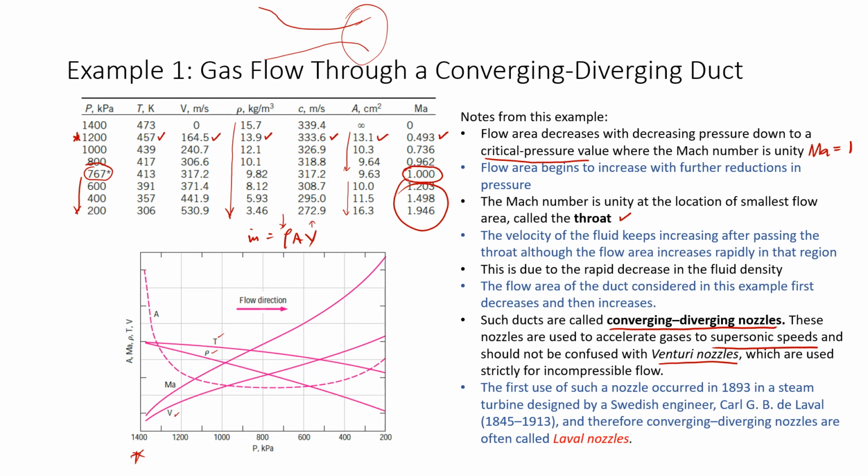The first use of such a nozzle occurred in 1893 in a steam turbine designed by a Swedish engineer called de Laval. Therefore this type of nozzle, converging-diverging nozzles, are often called Laval nozzles, named after the engineer that first popularized the use of this device.